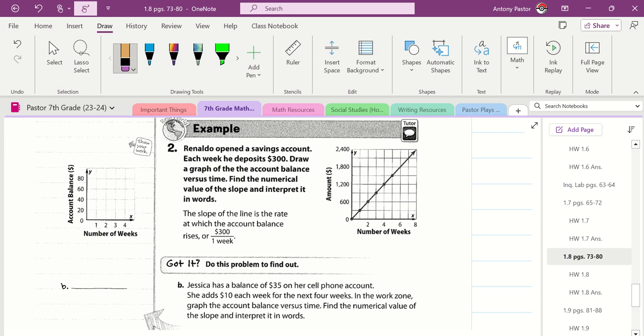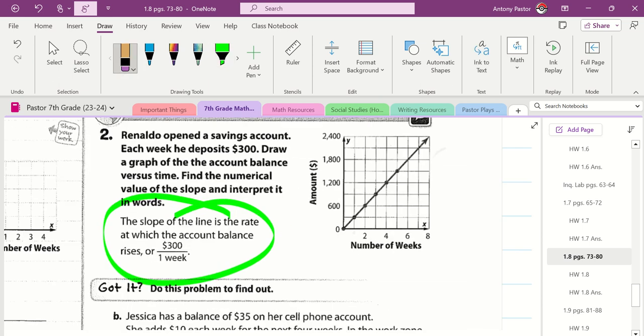So he deposits $300 a week. That's what this would be here. This would be our answer. This is an example. So every week that passes, he deposits $300. So his account's going up by $300 every week.